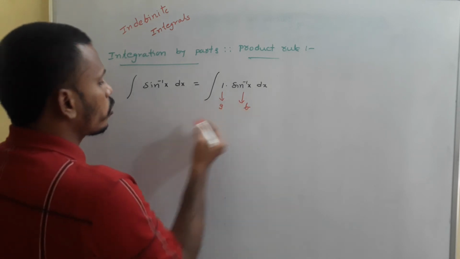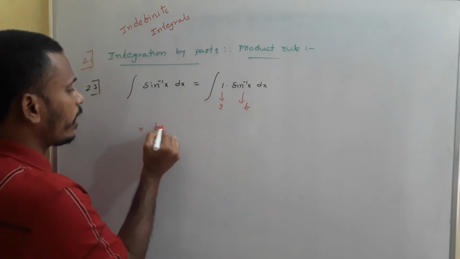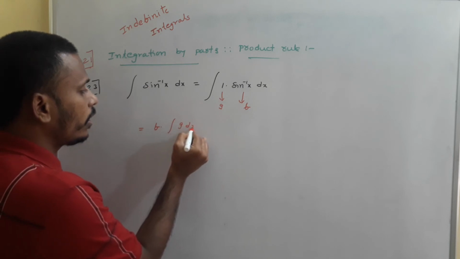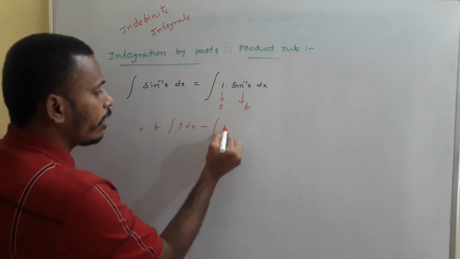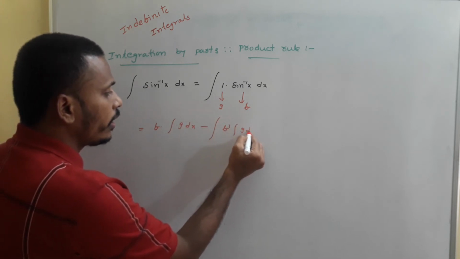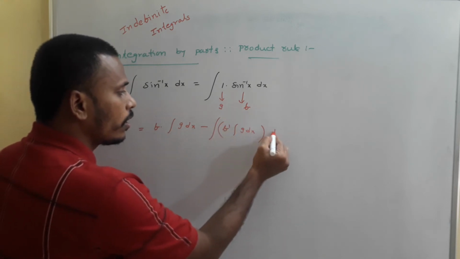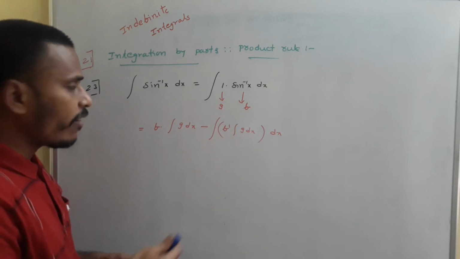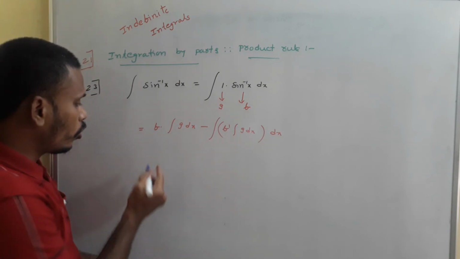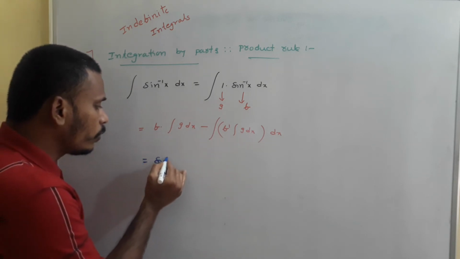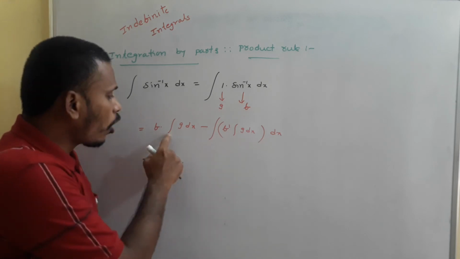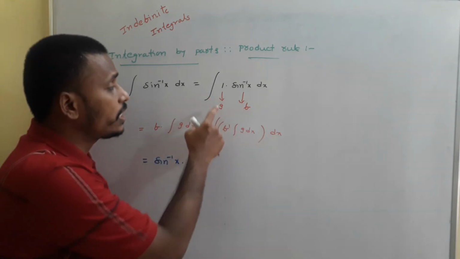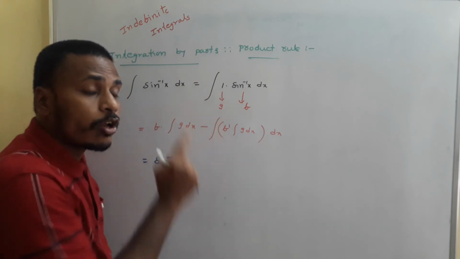So this is equal to, what is our technique? This is equal to f integral g dx minus integral of f dash integral g dx, and whole dx. So I will write directly. What is f? f is sin inverse x. So this is equal to sin inverse x into integral of g. g is what? g is 1. So integration of 1 is x.